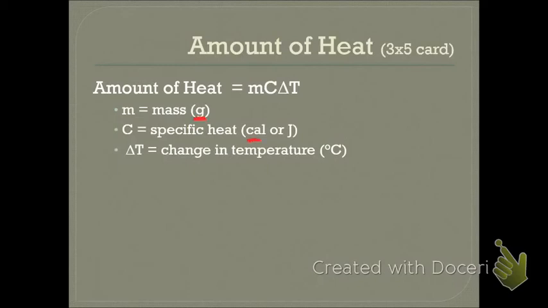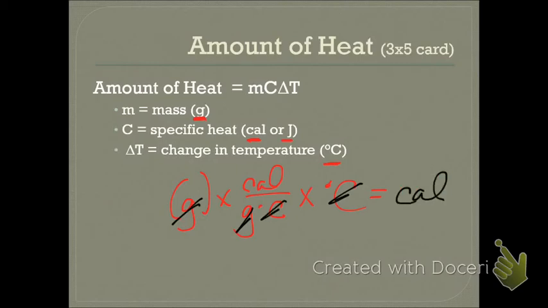Specific heat can be in calories or joules. Temperature change is in degrees Celsius. So that is going to be grams times calories per gram degree Celsius times degrees Celsius. If we use those units and cross out as necessary, grams will cancel out, degrees Celsius cancels out, and all you have are calories.